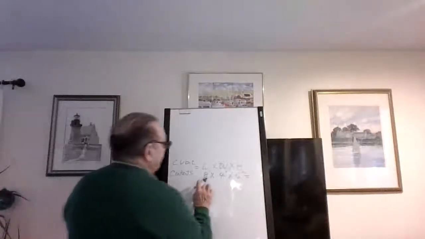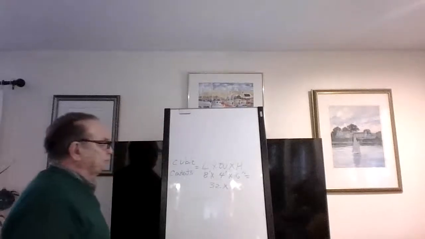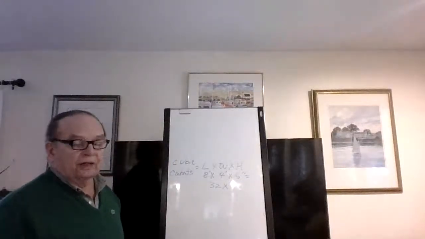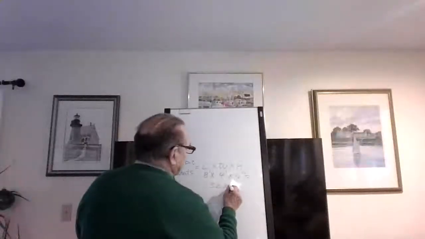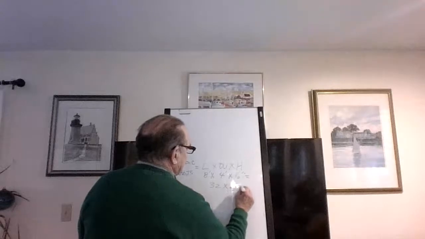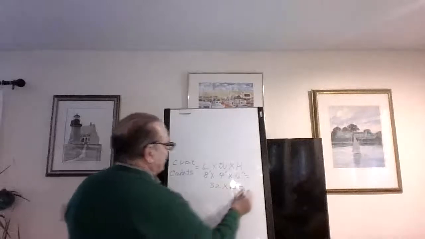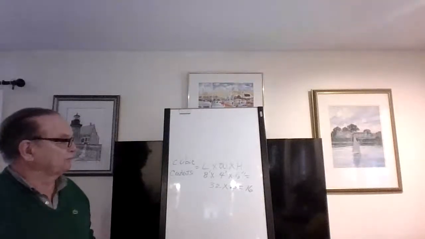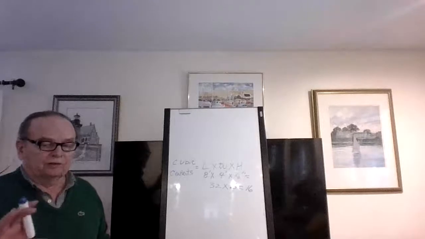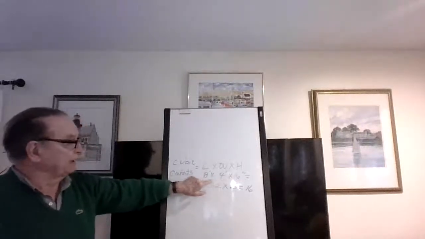So what we got is 8 times 4 is 32 times 6 inches. 6 inches is half a foot, right? Or 0.5. So what is that? Half of 32 equals what? 16 cubic feet. Okay? And 16 cubic feet would be not that much water because it's only 6 inches deep.